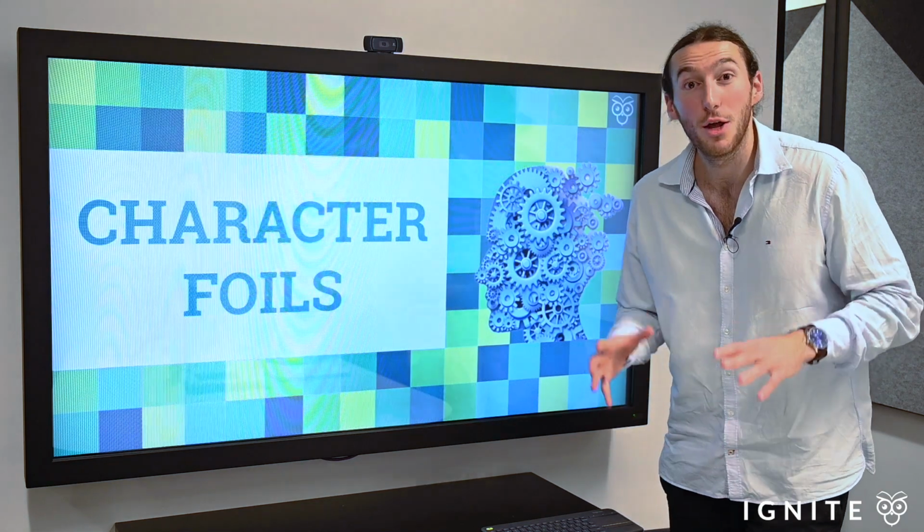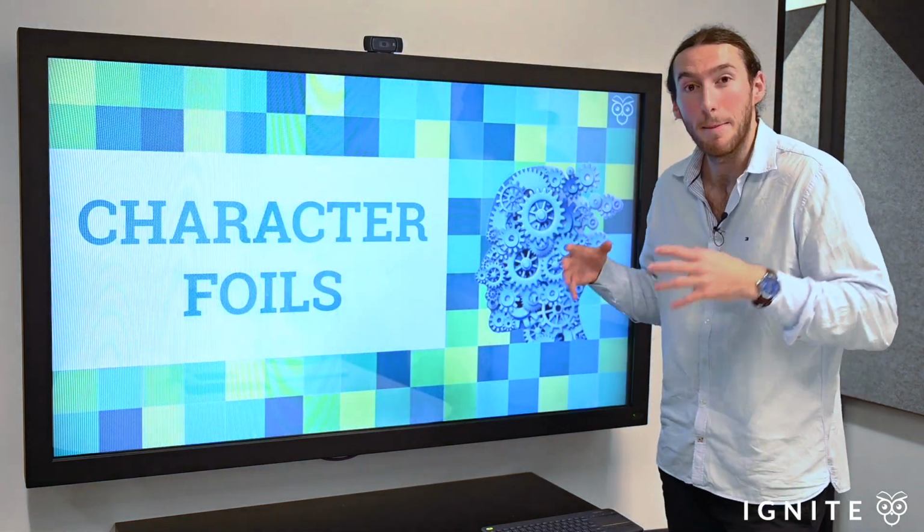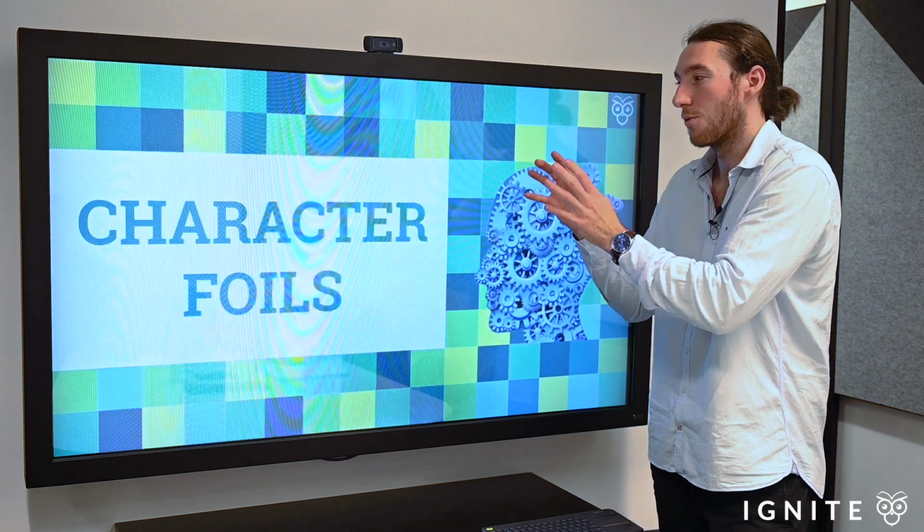We're going to be looking at the purpose, the function, the importance of character foils within Hamlet.